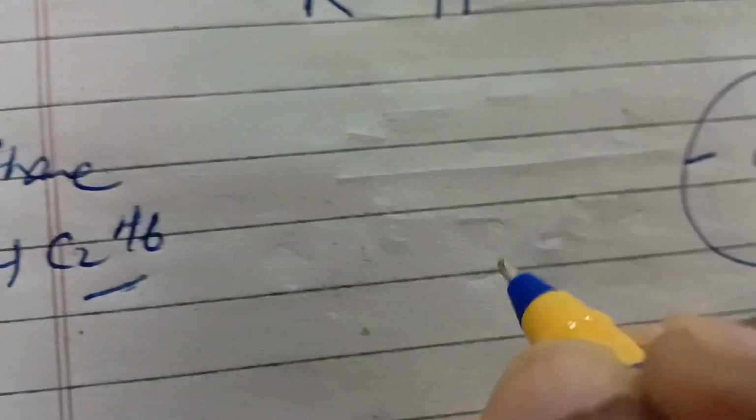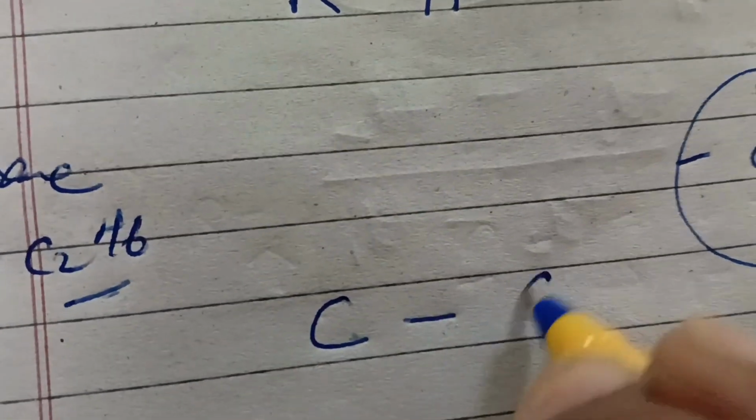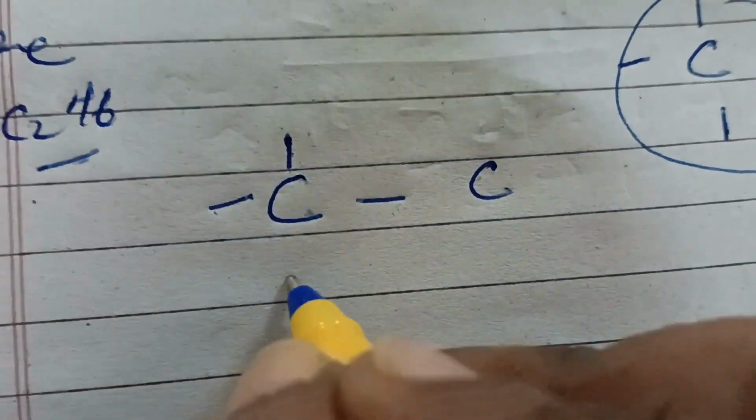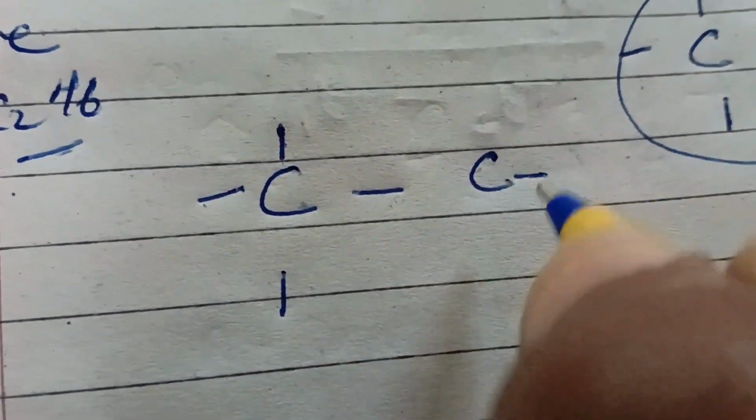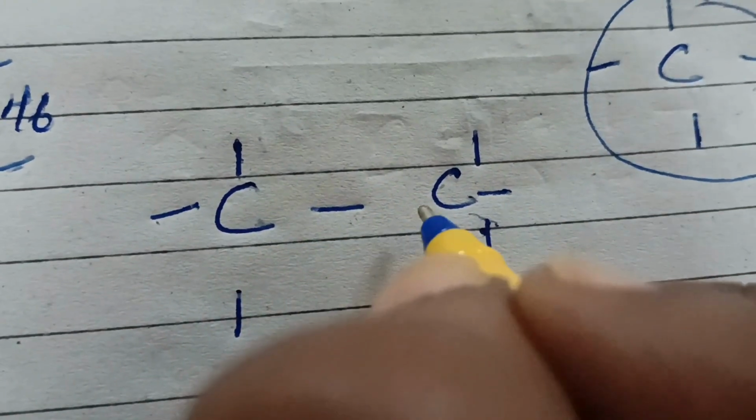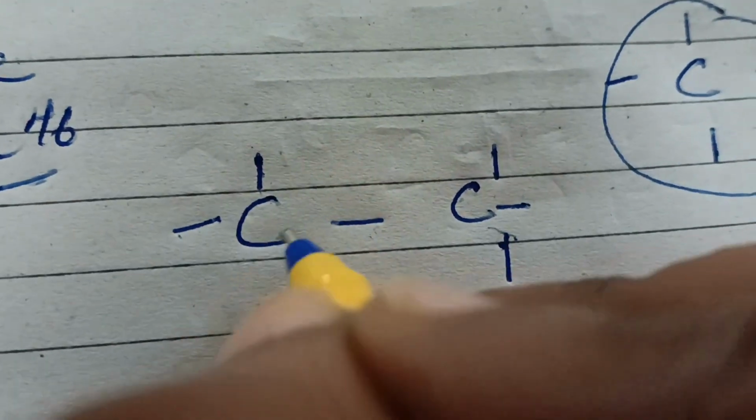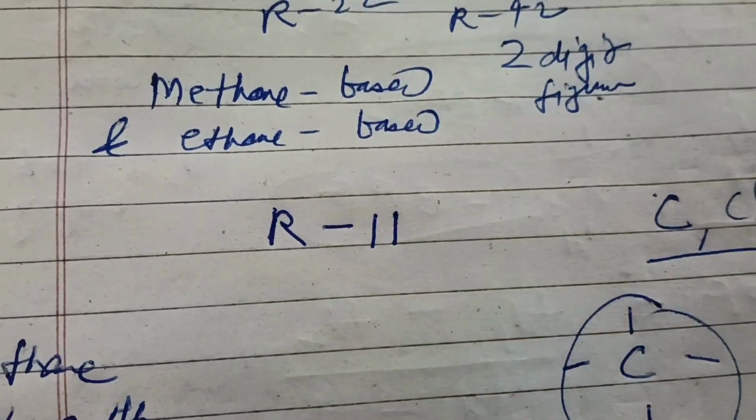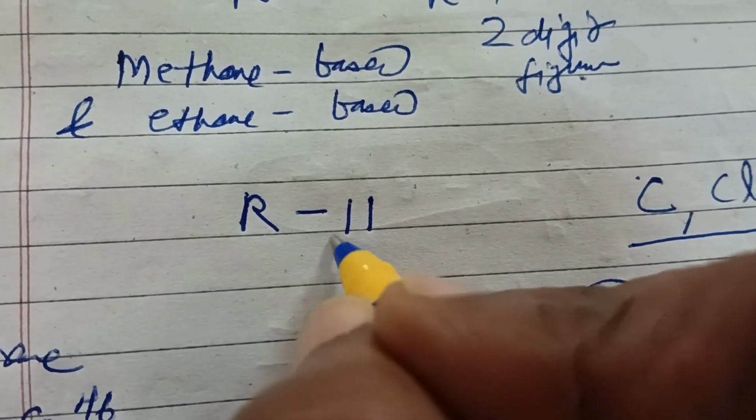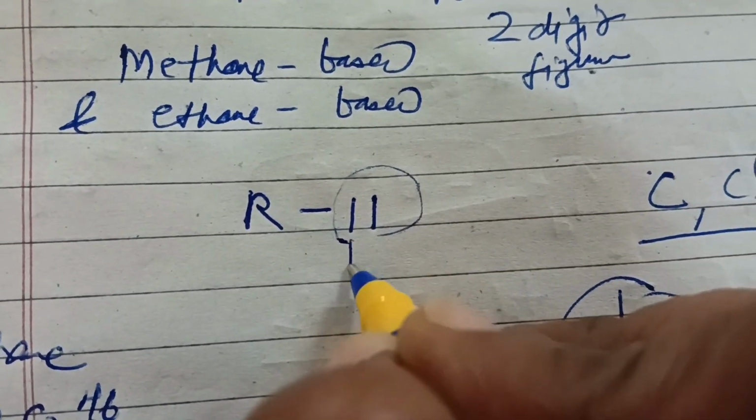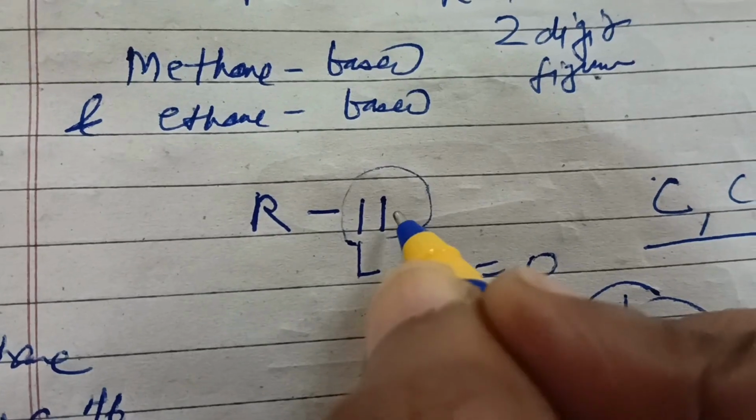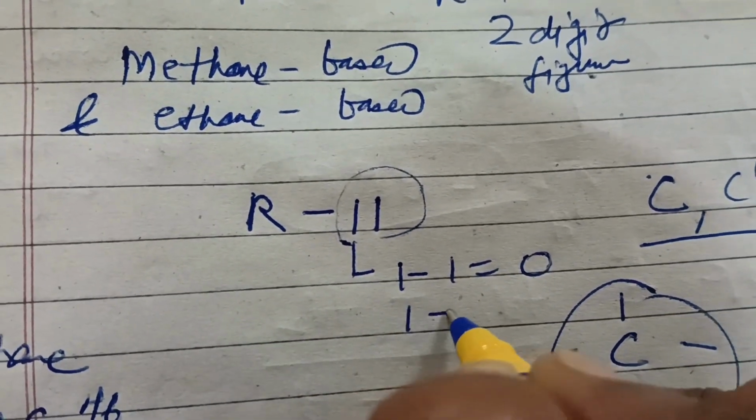So there are 2 carbon atoms. Whenever you do the bond presentation, there would be 2 carbon atoms, and each of the carbon atoms is going to be bonded with 4 other atoms. What we were doing in case of methane-based refrigerants, whenever you see a 2-digit figure, first digit minus 1 gives the number of hydrogen atoms, and the second digit belongs to fluorine.